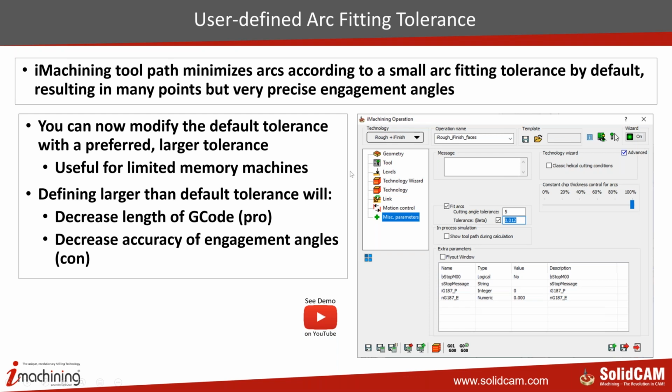So you can modify the default tolerance value with the preferred large tolerance value, and this can be useful for CNC machines with limited memory. So the program length will be reduced. It decreases the length of G code and decreases the accuracy of engagement angle, so that the program size will become smaller, and you can use this function if you have any CNC machines where you have this limitation on the CNC controller memory. Now you can change this fit arc tolerance parameter inside miscellaneous parameters, so that your program G code length will be reduced.